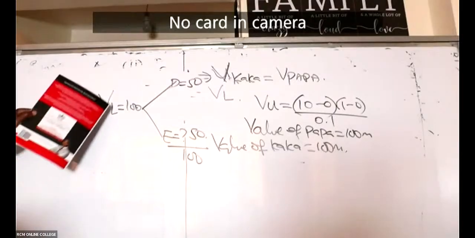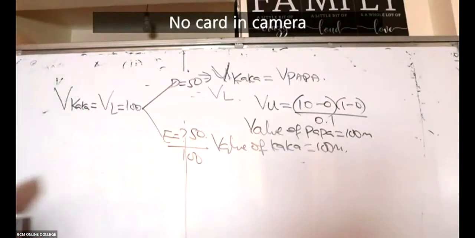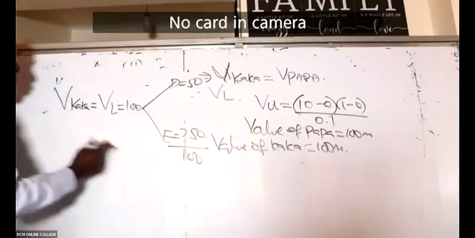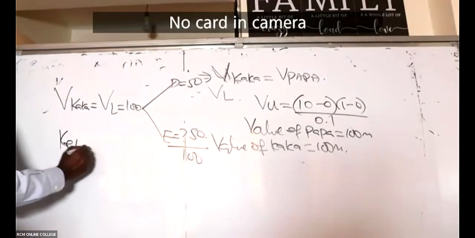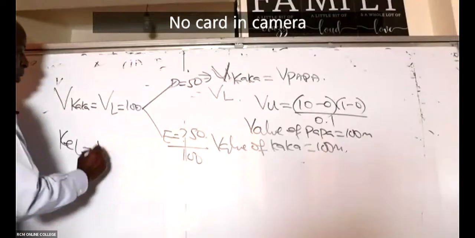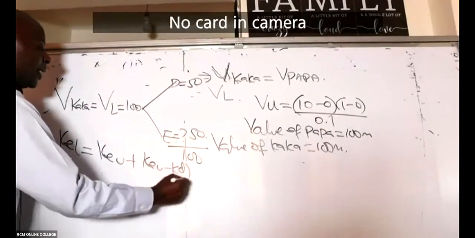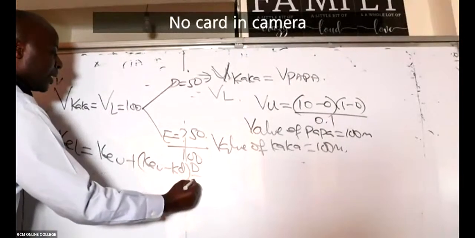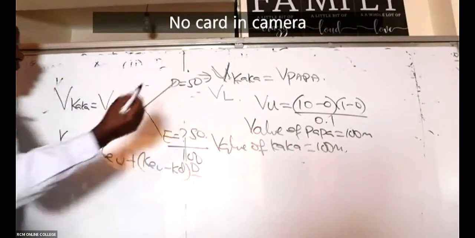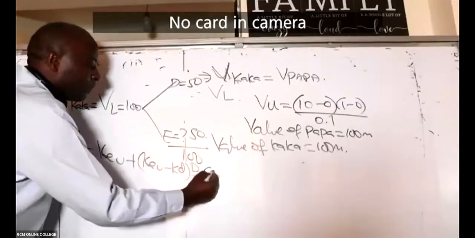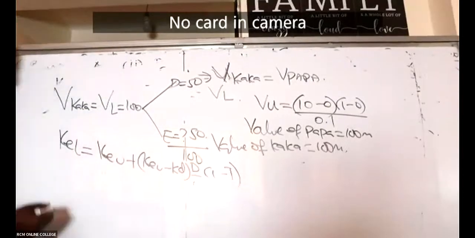And once I've now done this firm valuation, now I can go back to my cost of equity of a levered organization. So cost of equity of a levered organization will be equal to KEU plus KEU minus KD into D over E. Now you can even leave out the 1 minus tax, but I like putting it.